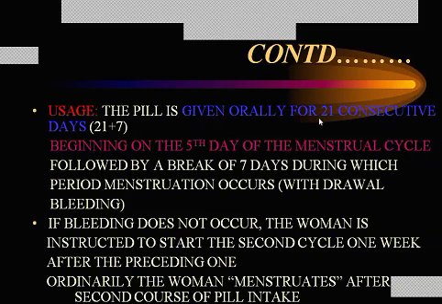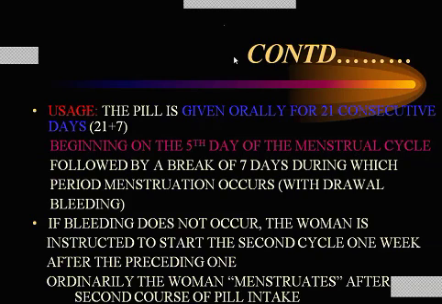Once she finishes the 21st pill, she will continue with 7 more tablets. On the 5th day she starts the first pill and continues up to 21 days. After that, for the remaining 7 days, she will be given ferrous fumarate tablets containing 60 micrograms of ferrous fumarate. They are brown in color. These 21 are hormonal pills, and these 7 pills are iron tablets containing ferrous fumarate 60 micrograms.